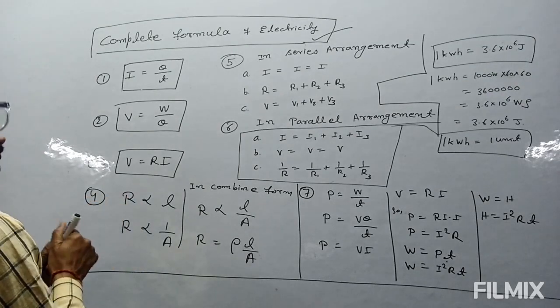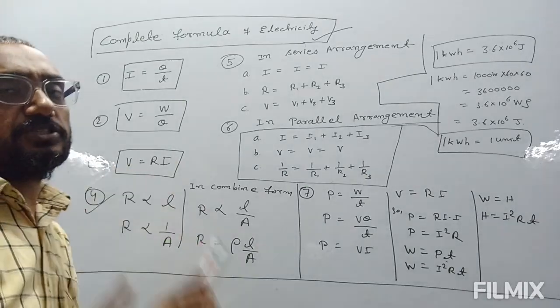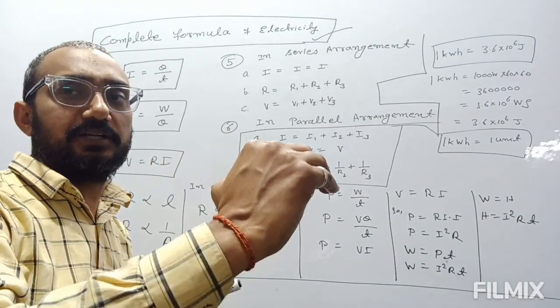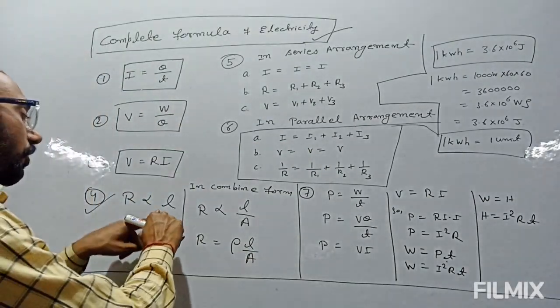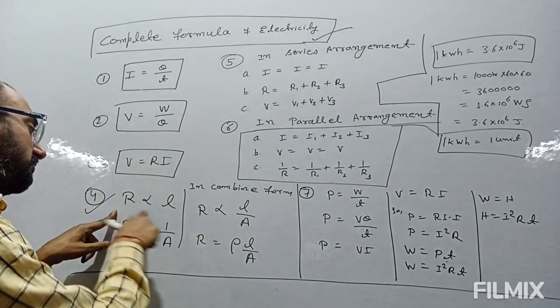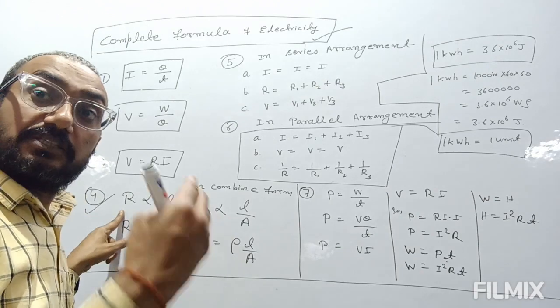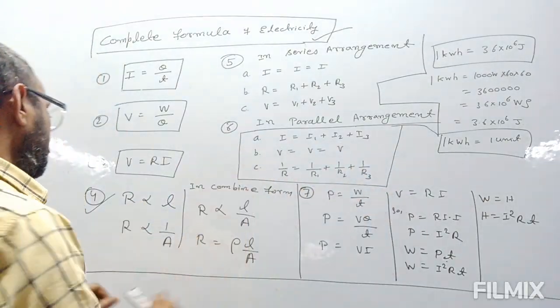Next is fourth, the resistance. What are the factors on which resistance of the conductor depends? Resistance of the conductor depends on length. Means resistance is directly proportional to the length of the conductor.